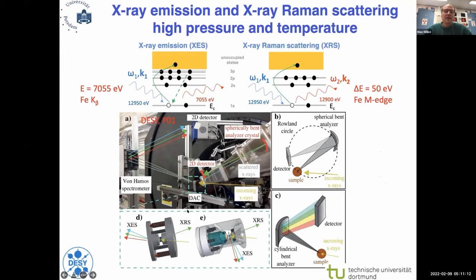To do this, you have to do some work on your diamond anvil cells so you can really access this radiation. You need high resolution detection with analyzer crystals, either in this case for the X-ray Raman scattering, or in this case with the von Hamos spectrometer. The example shown here is a setup that we built together with people in Dortmund at the P01 beamline at DESY, where we actually combined these two measurement techniques. We also did this already at ID20 here at the ESRF.